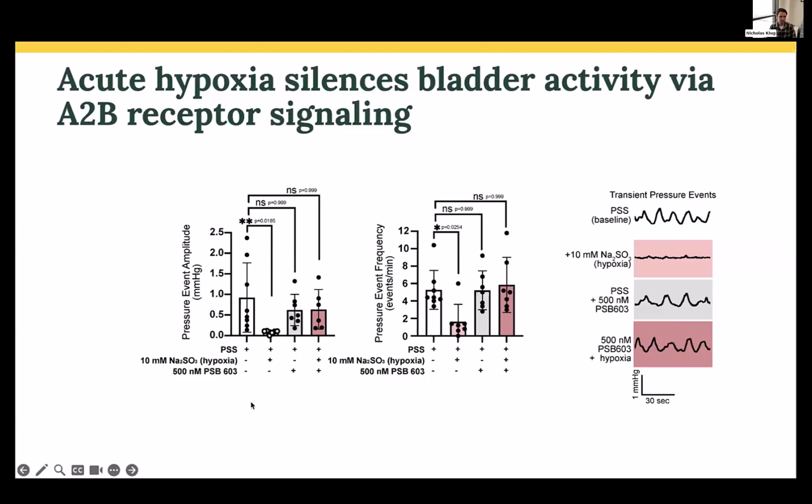And this is quantified here in the same way, where we see pressure event amplitude completely relaxed due to hypoxia exposure, frequency goes down, and blocking A2B receptors seems to completely restore bladder activity in the presence of hypoxia.